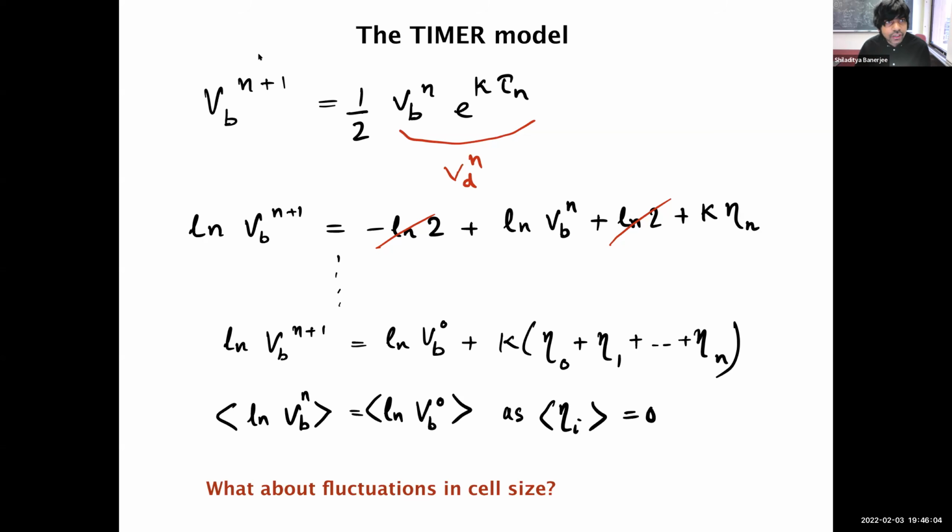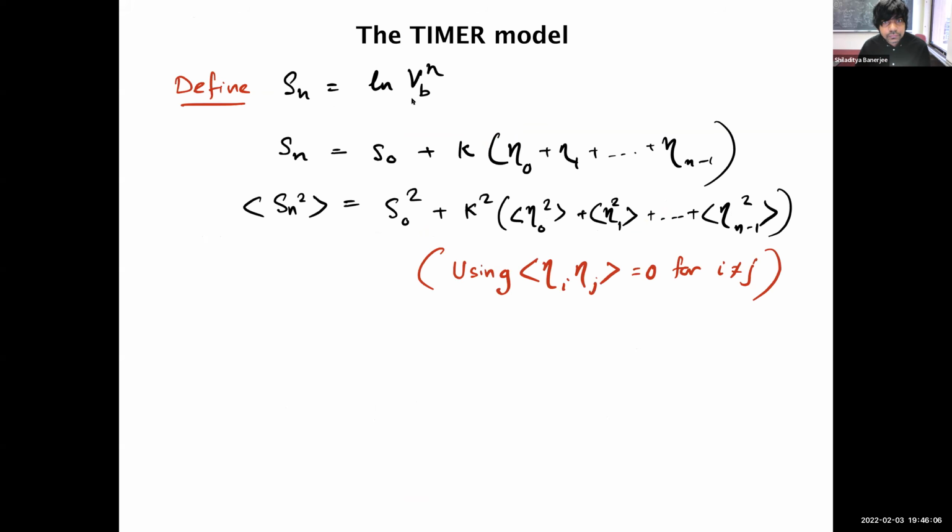So I define a new variable called S of n, and S of n is the log of the cell size. You can take a square of this on both sides. And what you find is that the square is given by S naught square plus kappa square, which is the growth rate, times the sum of the variances of all these noise distributions. One important fact here is that the noise is uncorrelated. Between each generation, the amount of noise you have in division time is uncorrelated, which is actually true. You can verify it from data.